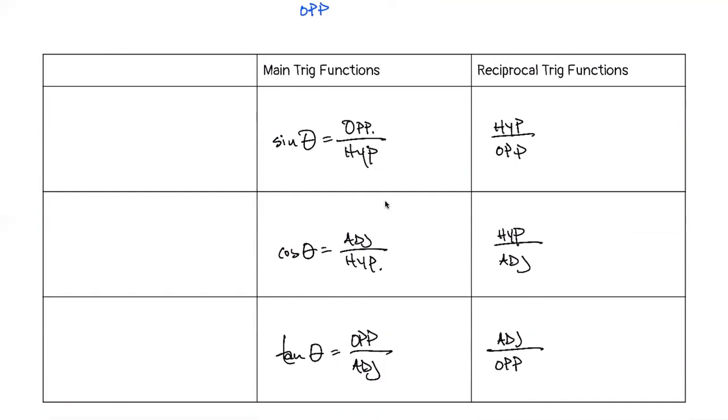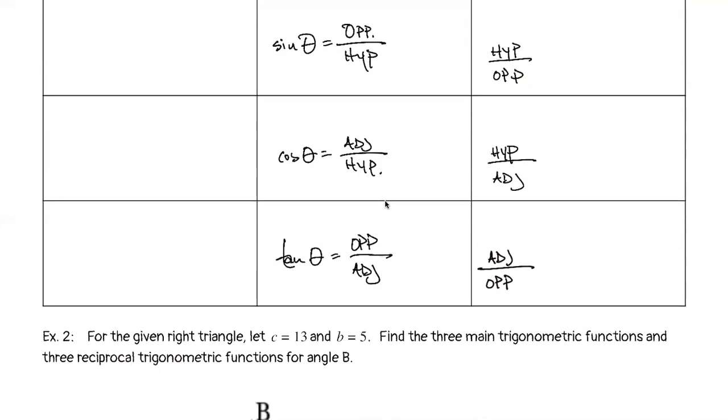So there's our main ones, the sine, cosine, and tangent. And then sometimes it's useful if we flip them. So we flip sine, we flip cosine, we flip tangent, all right? So we have hypotenuse over opposite, hypotenuse over adjacent, and adjacent over opposite. Now these three reciprocal functions have new names. And so what we need to do is learn these new names, okay?